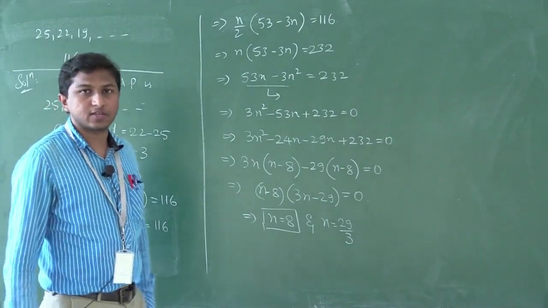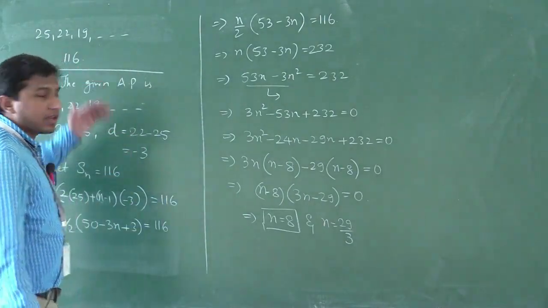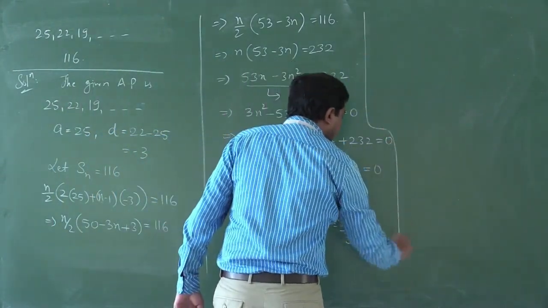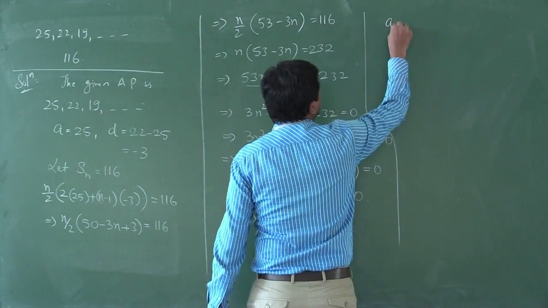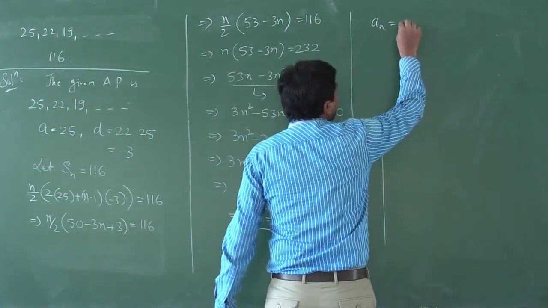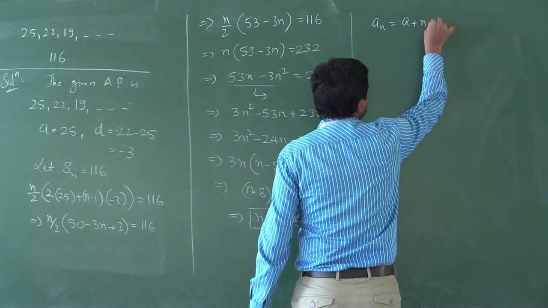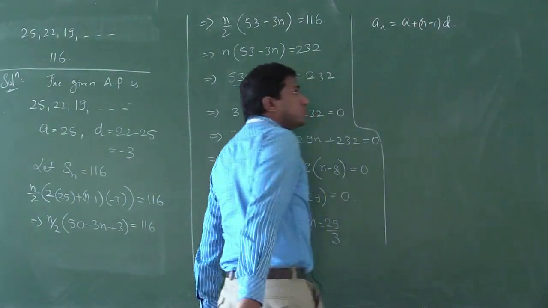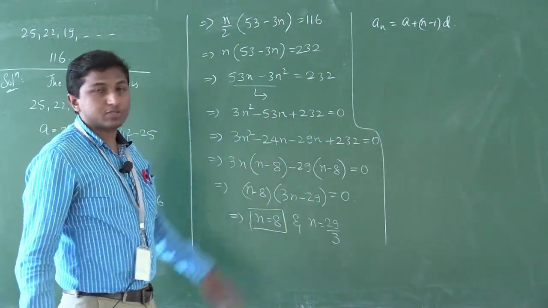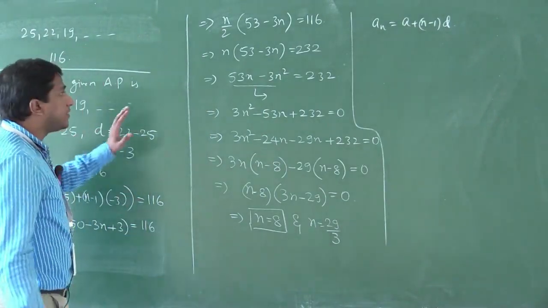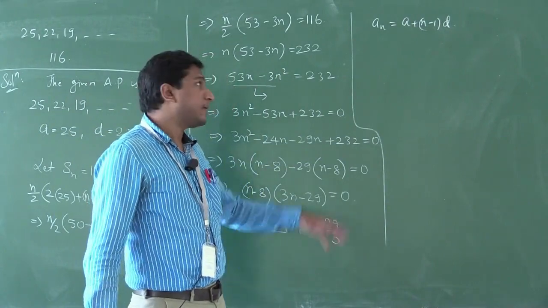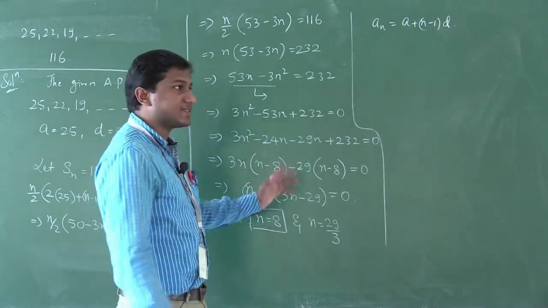What is the question asking us to do? We have to find the last term. So how can we find the last term? We will take the general term of an AP. What is the general term of an AP? an equals a plus (n minus 1) into d. Using this, we substitute the values of a, d and n, and find an. That will be the last term of this AP.